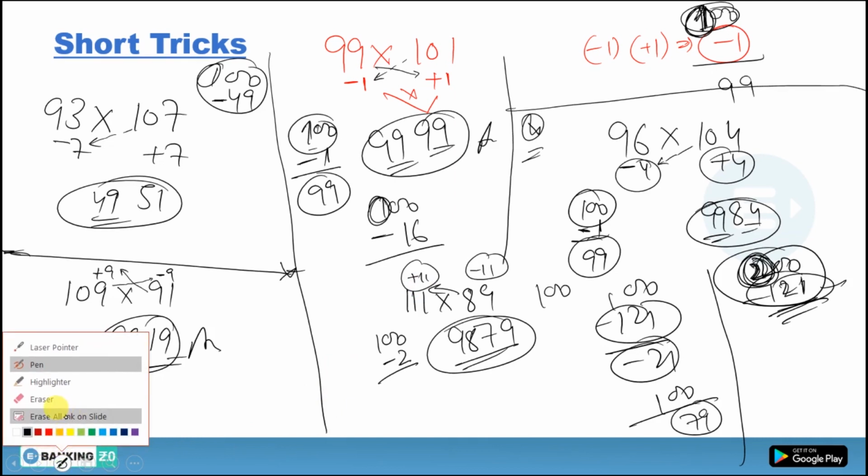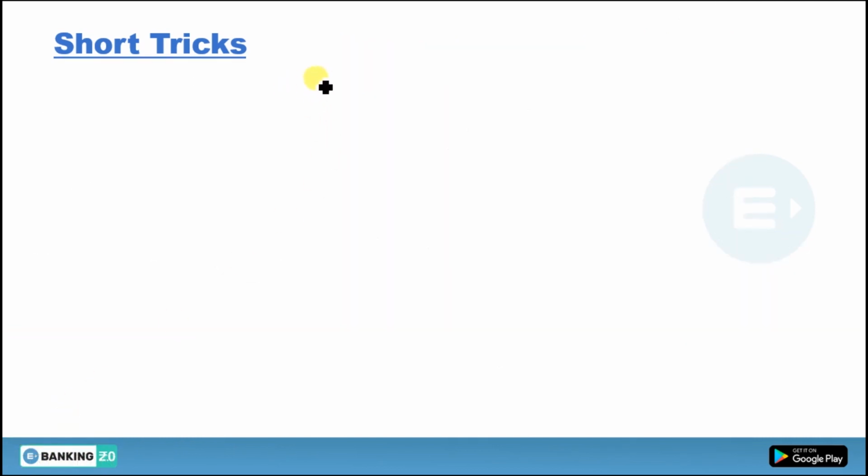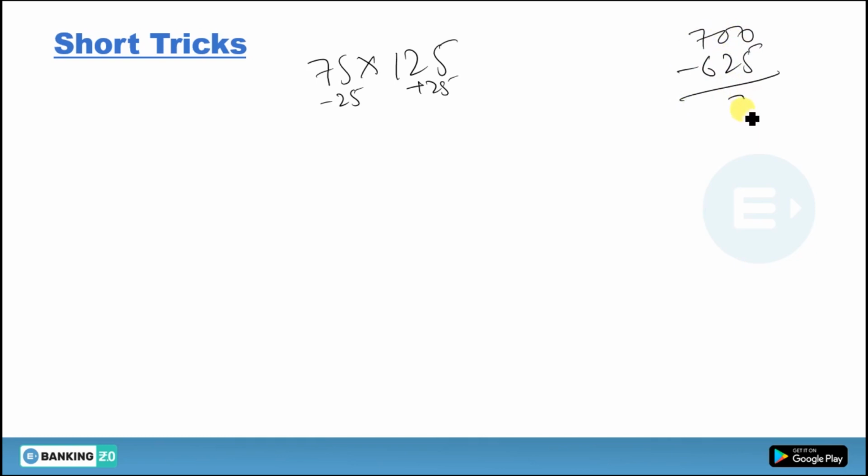Once more, we're going to do one more. Suppose you want to multiply 75 into 125, what will you get? This one is minus 25, this one is plus 25. You're getting minus 625. Now you have to subtract that number from 700 to make it positive. So you're getting 75 here.